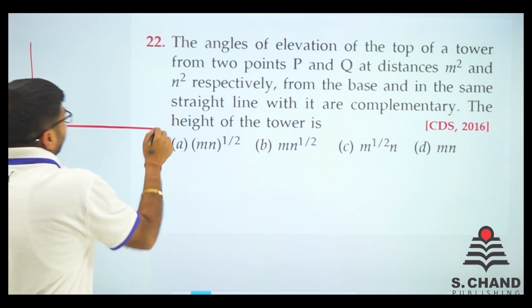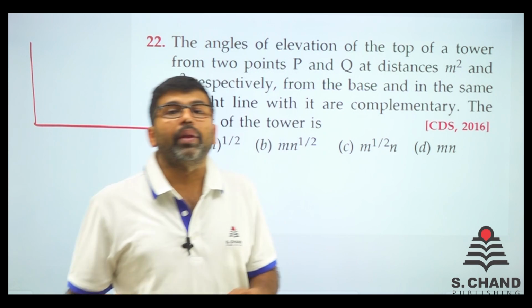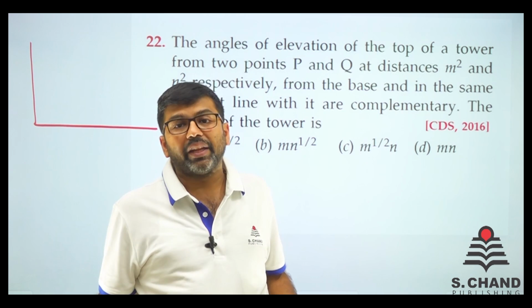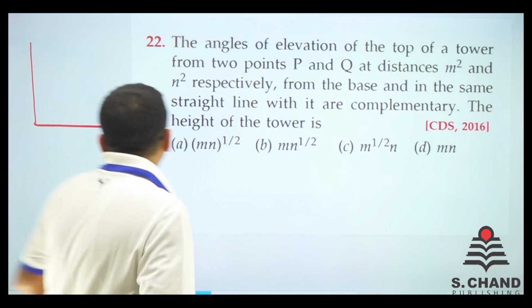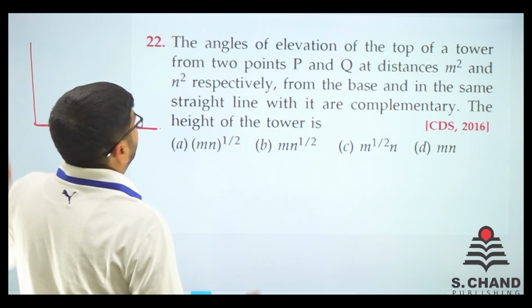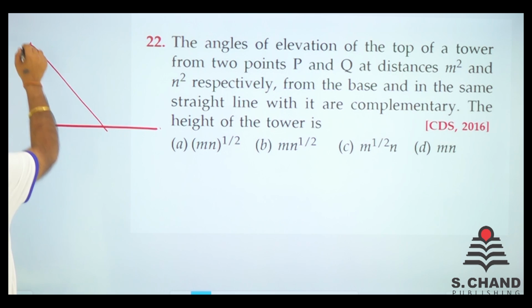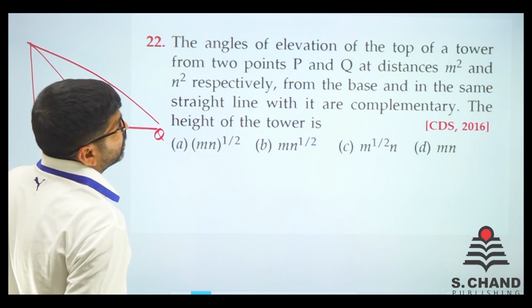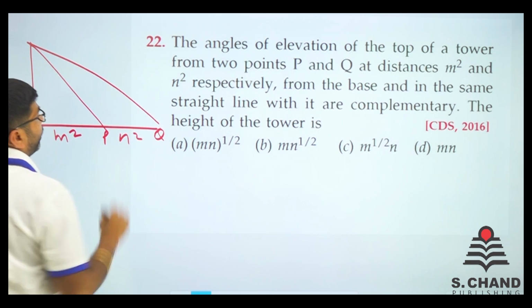First thing is, there are two types of angles, if you know. One is complementary, one is supplementary. Supplementary angles add to 180 degree and complementary angles add to 90 degree, right? So what it says, the angles of elevation of the top of the tower from 2 points P and Q. So one is P and one is Q, right? And at the distance of m square and n square.